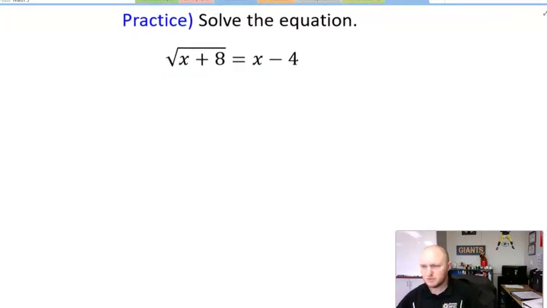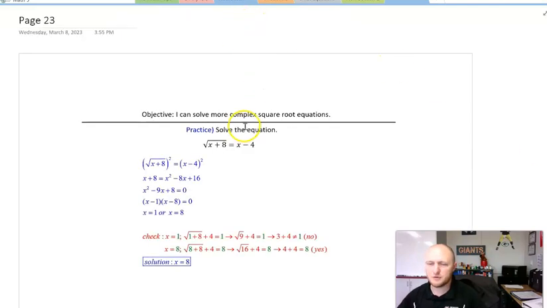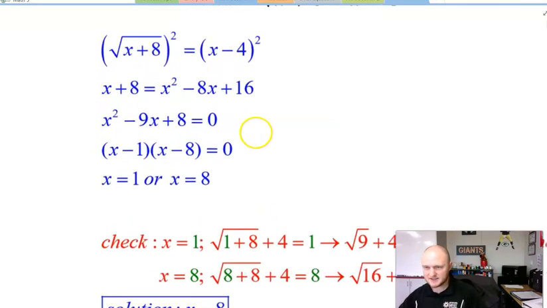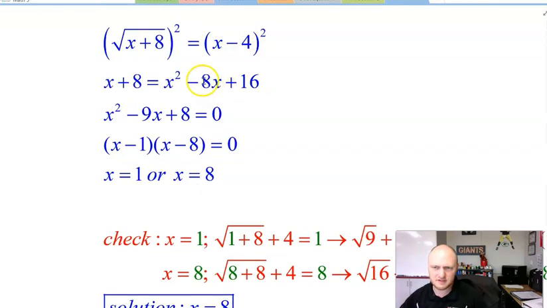Here you go. Please go ahead, pause me, see if you get this solution. All right. Hopefully now you're not fooled by squaring both sides with that x minus 4. x minus 4 times x minus 4. You get x plus 8 is equal to x squared minus 8x plus 16. We'll move everything over to the right side to keep that x squared positive. We'll factor to get x minus 1, x minus 8, and our solutions are 1 and 8.